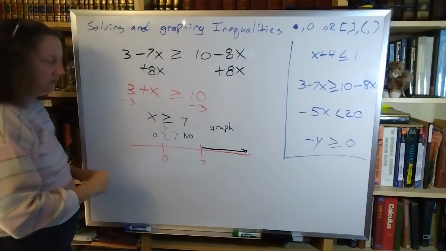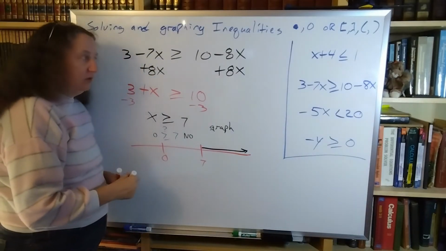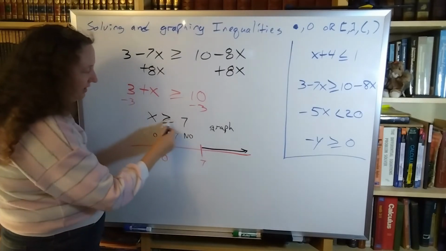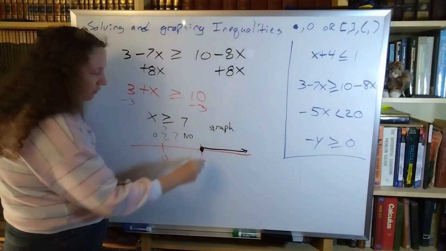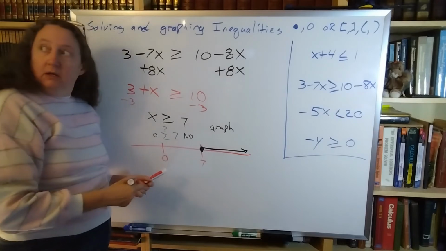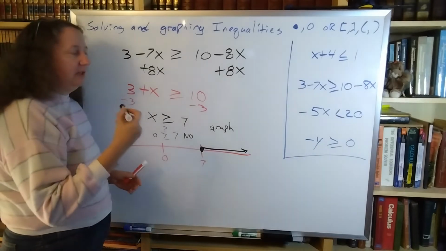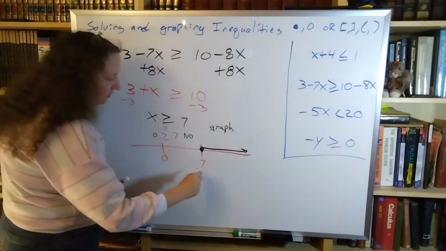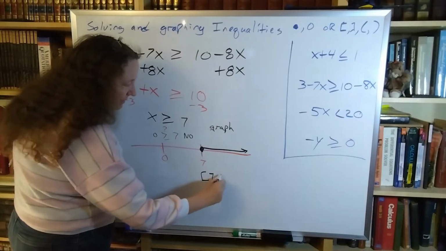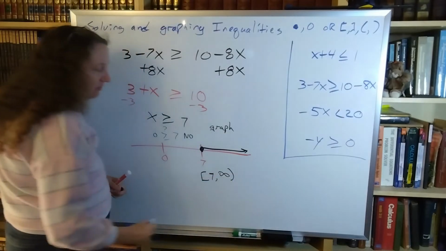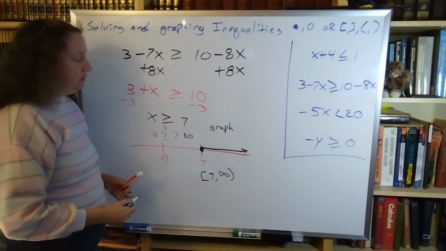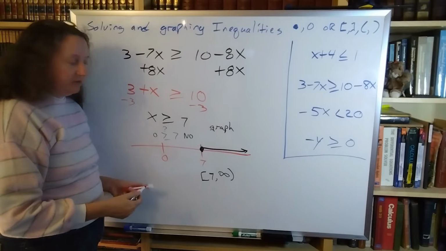Next thing I need to figure out is, with my circles, do I want it open or closed? My dots, it has the equal to part on it, so it's going to be a closed dot. And then from there, I already have my inequality notation. I need my interval notation. So my interval notation will be square bracket, 7, comma, infinity, round parenthesis. And that is what your homework is asking you to do. That is what you will be asked to do on a quiz or test.